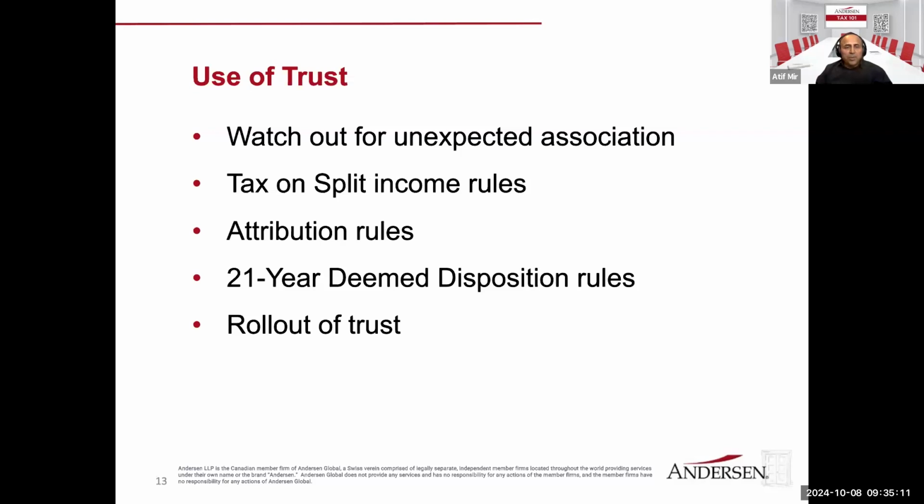Hey, when you're using trusts, you have to be careful though about certain things. Watch out for unexpected association. What do I mean by that? What I mean is that corporations, if they qualify, can use the small business deduction and pay tax at a much lower rate than regular corporate tax. And the companies that are associated have to share the small business deduction. So if you have two corporations, because you are the owner of both corporations, they are associated, and you have to share the small business deduction.